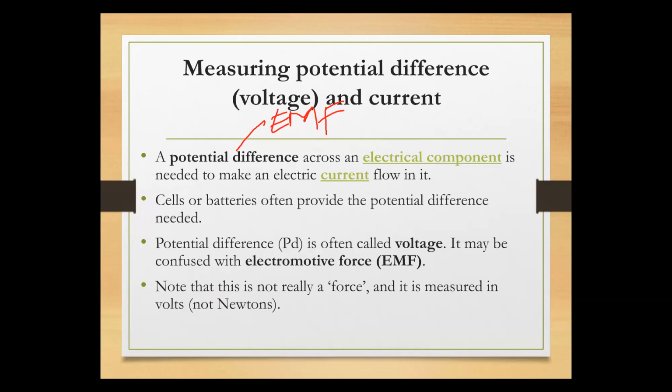Potential difference, PD, which is called voltage, may be confused with electromotive force. Note that this is not really a force. It is measured in volts, not newtons. So EMF is some sort of potential difference, but they are not the same. Do not confuse them, right? So potential difference is often called the voltage and is measured in volts, right?